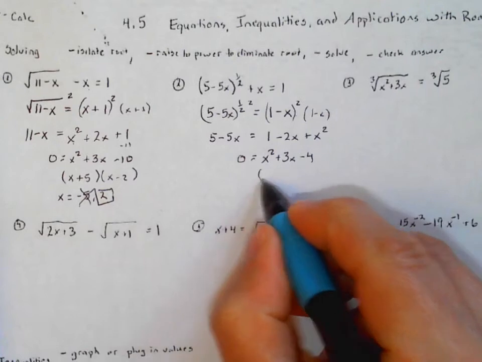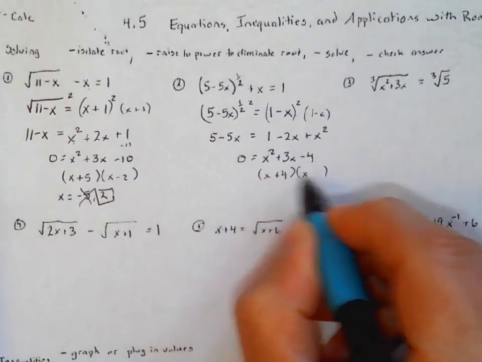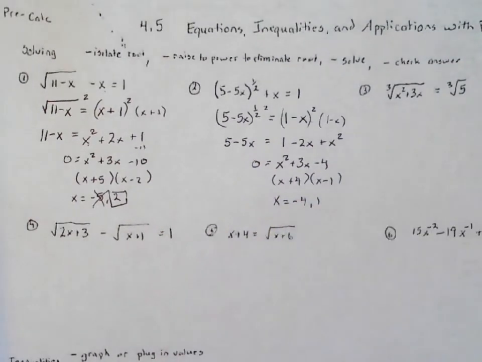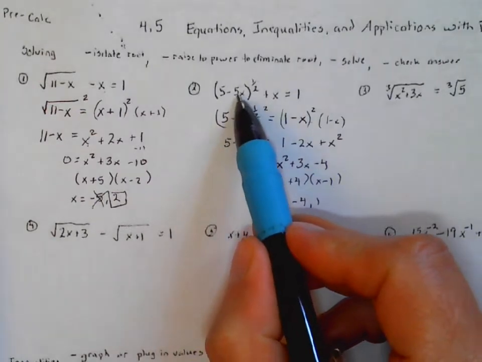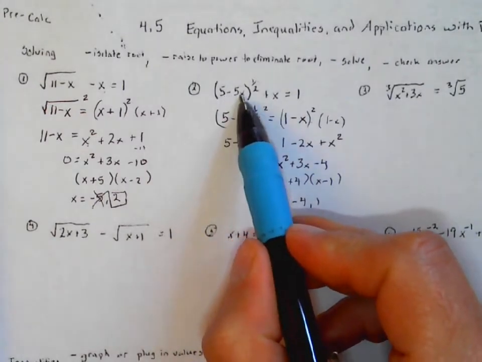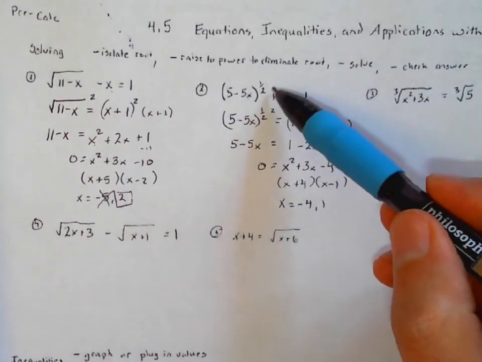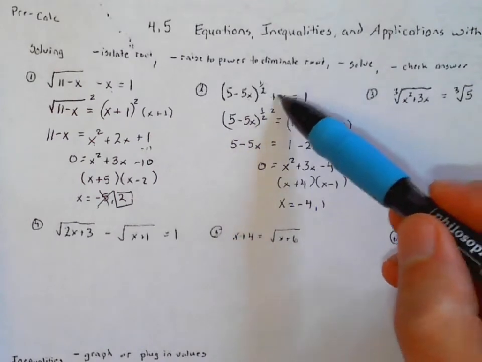And once again, I can factor or use whatever method you'd like. It'd be x plus 4 and x minus 1. So my answers are negative 4 and 1. Okay, check them to make sure they're right. Let's plug in the 1 first. That'd be 5 minus 5, which is 0. The square root of 0 is 0. 0 plus 1 equals 1.